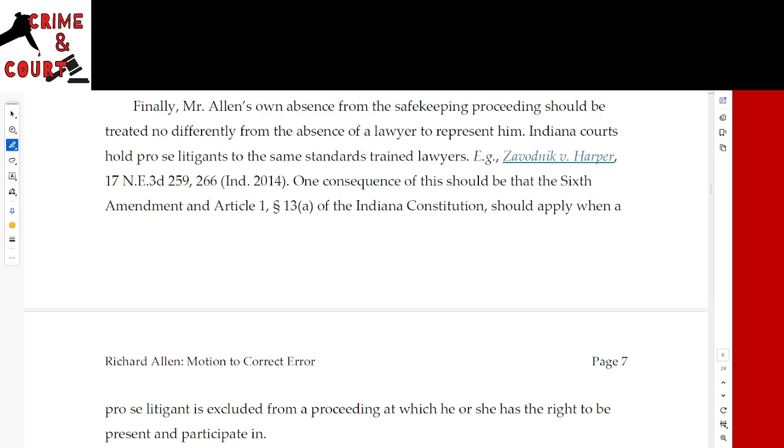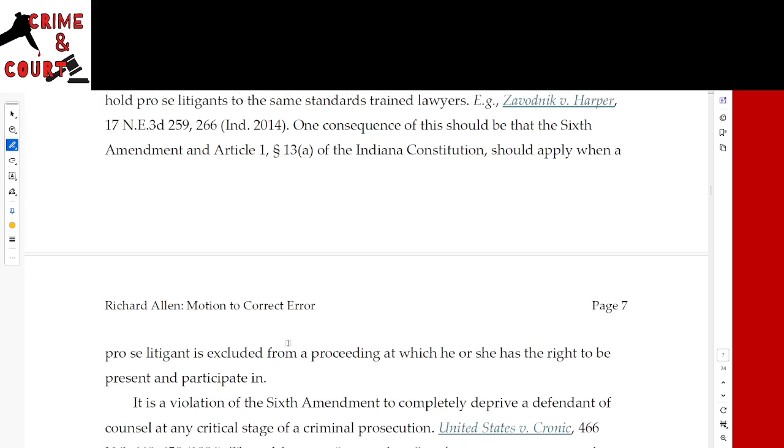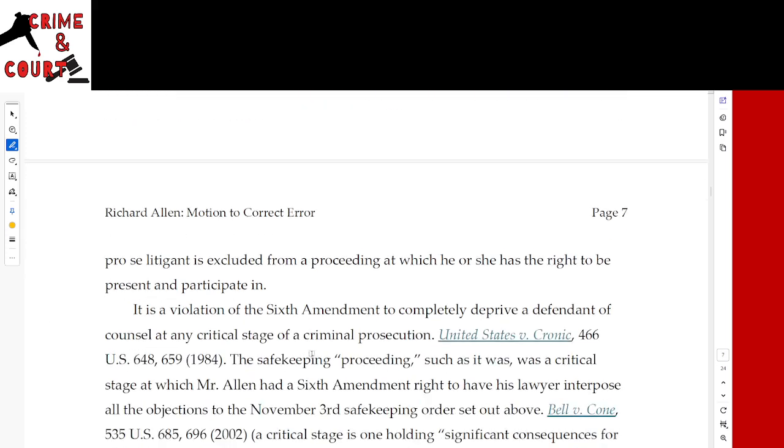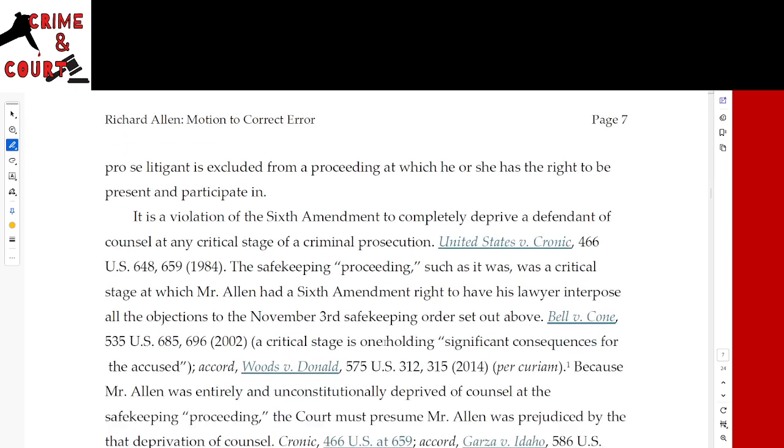One consequence of this should be that the Sixth Amendment and Article 1, 13A of the Indiana Constitution should apply when a pro se litigant is excluded from a proceeding at which he or she has the right to be present and participate in. It is a violation of the Sixth Amendment to completely deprive a defendant of counsel at any critical stage of criminal prosecution. The safekeeping proceeding, such as it was, was a critical stage at which Mr. Allen had a Sixth Amendment right to have his lawyers interpose all the objections to the November 3rd safekeeping order set out above.